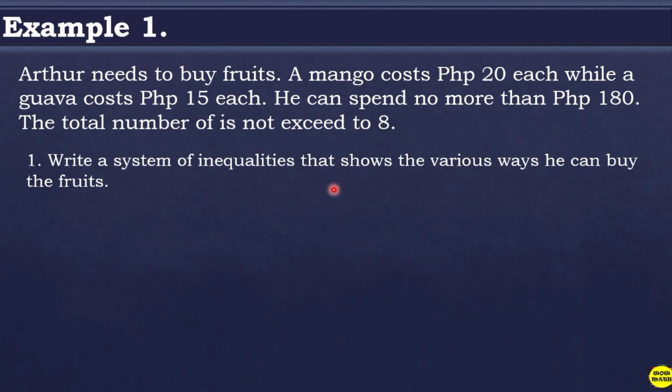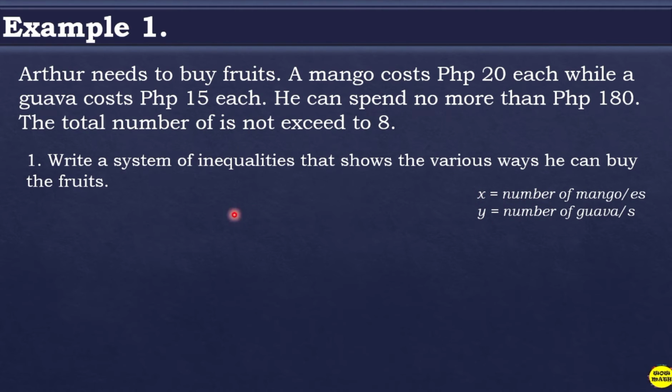Now, first, you are asked to write a system of inequalities that shows the various ways he can buy the fruit. So, unang-una mong gagawin, represent the problem. Let X be the number of mangoes and then Y be the number of guavas. Dapat marunong muna tayong mag-represent. I-represent mo ano yung mango, ano yung guava. So, X and Y tayo dyan.